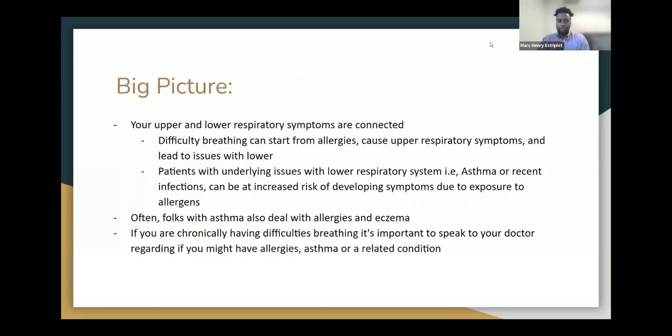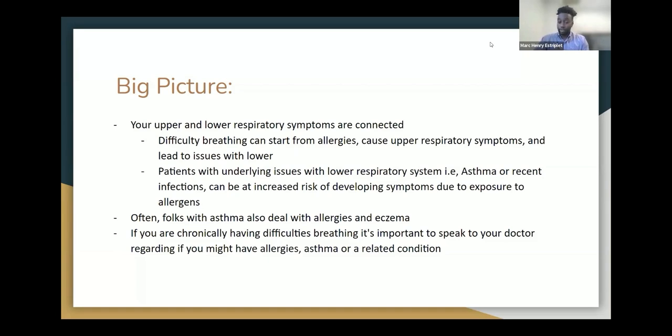And so in the big picture of this conversation, like I mentioned, there's an upper and lower respiratory system, but it's all one system. Breathing difficulties from allergies can start in the upper respiratory system and cause a lot of the congestion and head tightness that we were mentioning before. And then that could lead to difficulties in your lower respiratory tract, in terms of just feeling short of breath and triggering your asthma, if you were to have asthma.